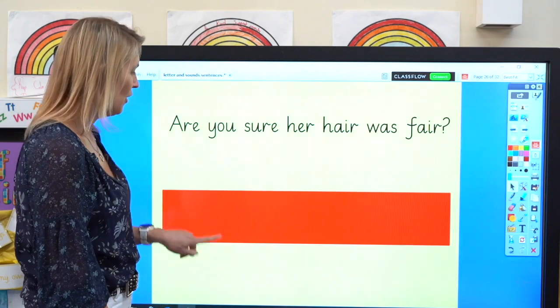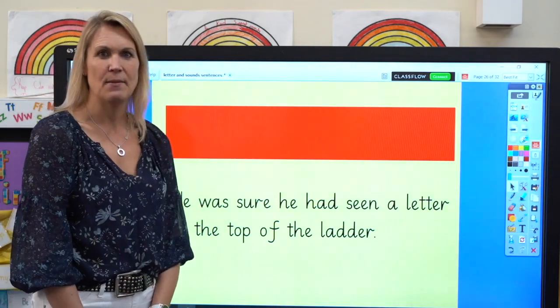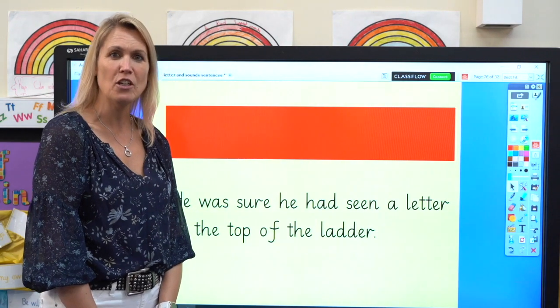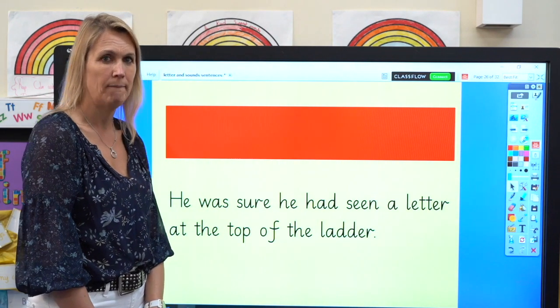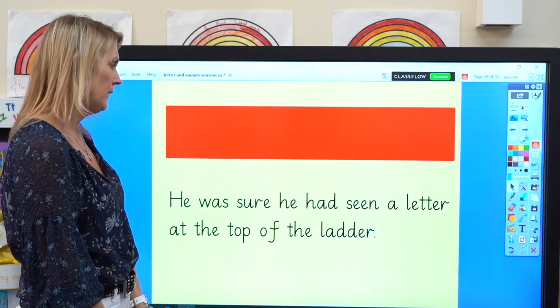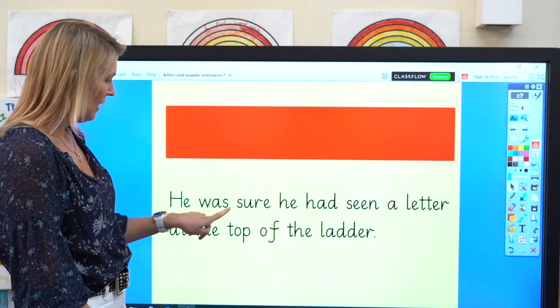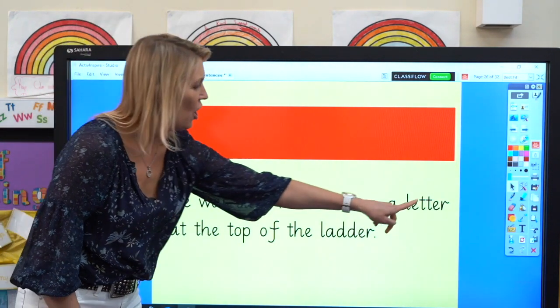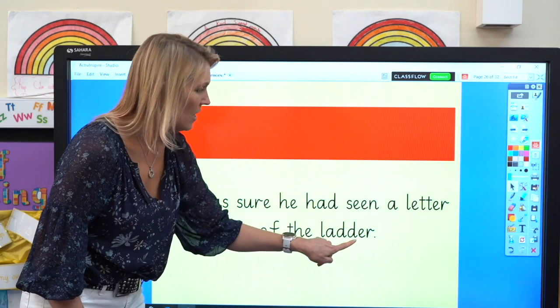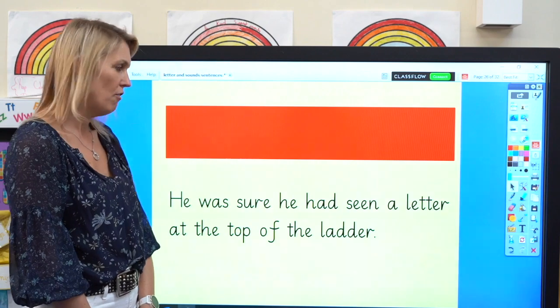Now, let's have a look at this sentence. Again, have a really good look and see if you can spot any of our review sounds. Can you see any? Well done. Yes, we've got your again, and we've got and. Can you spot another digraph?